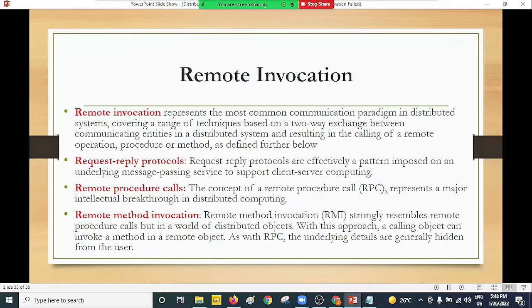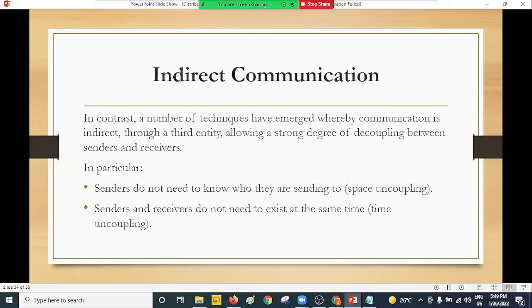Of course, we have remote procedure calls, which are more or less the same as remote method invocation. But in remote method invocation, we now have objects invoking some kind of request, right? We are going to look at them in detail, but understand that this is how the various entities communicate through remote invocation. I think the last part is the indirect communication that happens between the two entities, right? As I mentioned, the former options give direct communication, in that there should be some kind of availability of the sending and receiving node communicating together, right? In contrast, a number of techniques have emerged whereby communication is indirect through a third entity, allowing a strong degree of decoupling between senders and receivers.